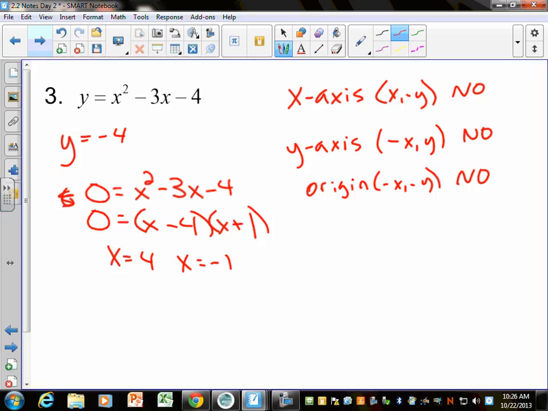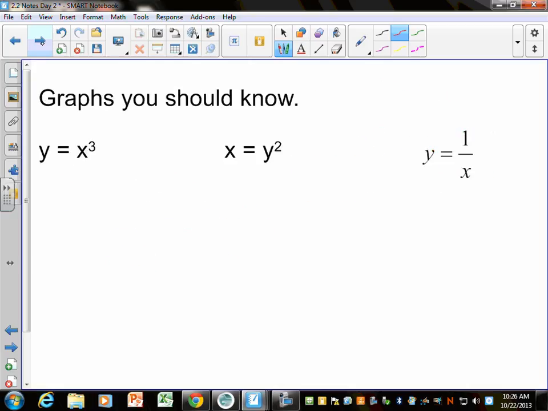All right, what else is in this section? There are 3 graphs that they say you should know about and be aware of because they show up sometimes. So let's talk about them and some properties of them. In chapter 3, there's a section called a library of functions, which is like 10 basic functions that you should know.